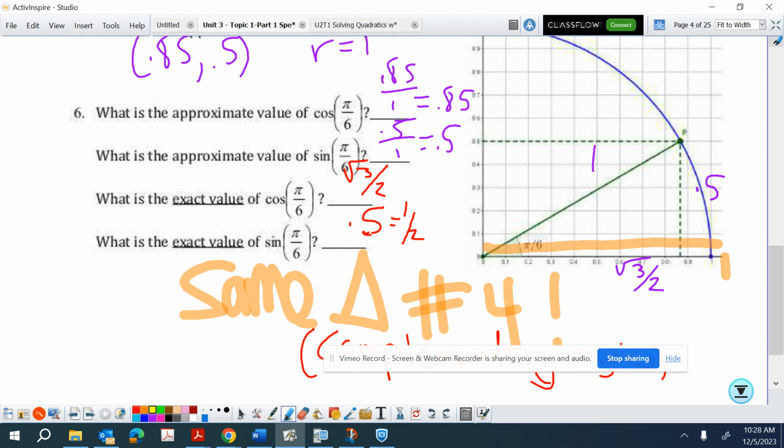Obviously, the approximate values come from the graph. The radius is still 1, but I can use the same triangle that I did above to do the exact values of sine and cosine of pi over 6, otherwise known as 30 degrees.